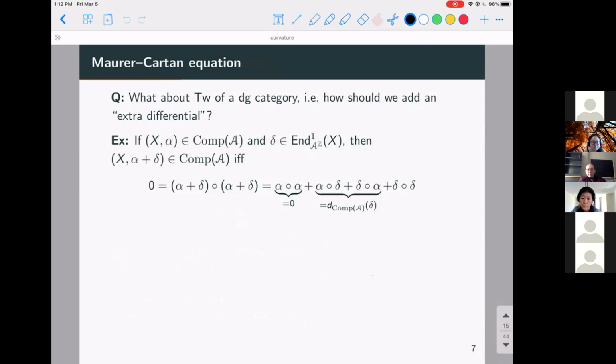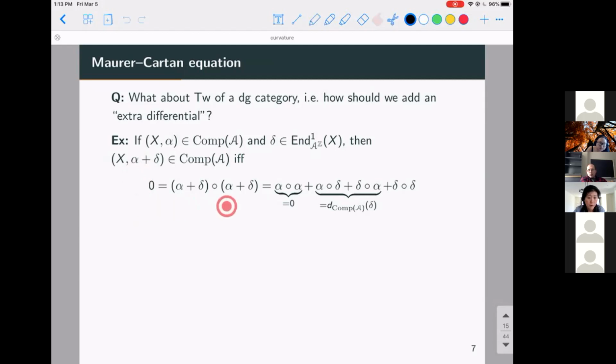So now let's ask, what is the TW of a DG category? In other words, let's say you start with a category in which the objects already kind of have a differential. In that case, how should you try to add an extra differential? So here's an example. Let's say you already start with some complex of objects in A. So alpha is already a differential, it squares to 0. And now I try to make a new differential, alpha plus delta. Then what is the condition on delta for this to really be a complex?